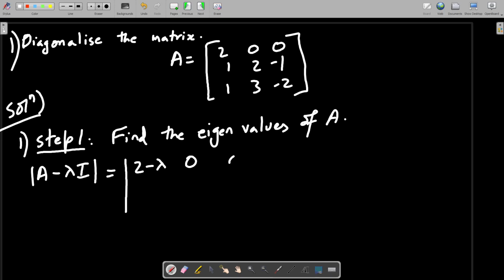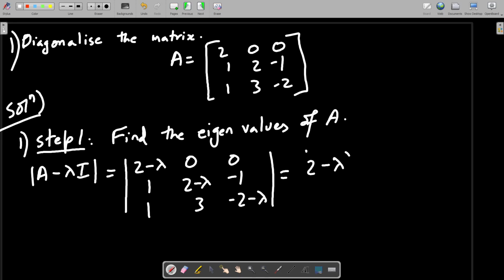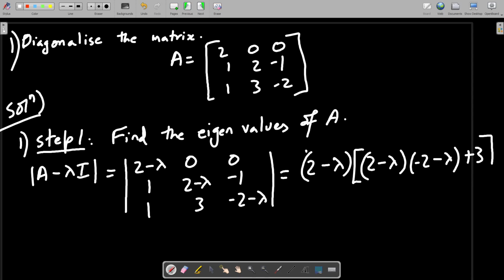2 minus lambda, 0, 0. So the determinant will be equal to 2 minus lambda into 2 minus lambda into minus 2 minus lambda plus 3. The remaining terms are 0 if you expand the determinant along the first row.